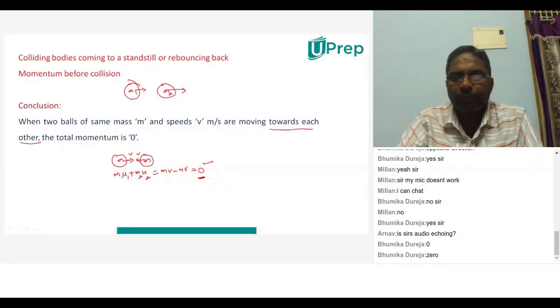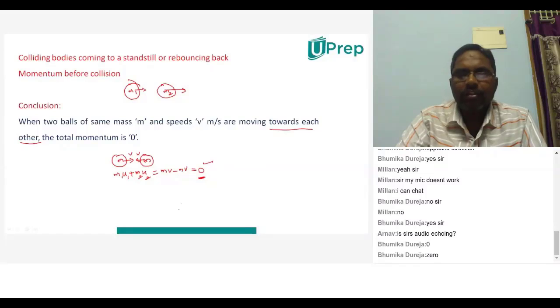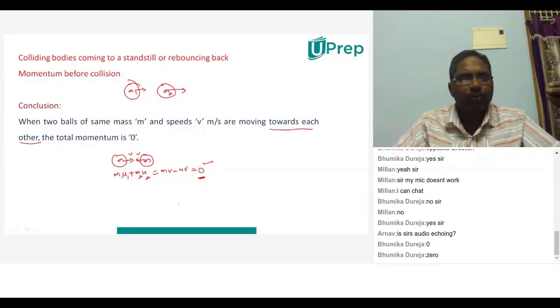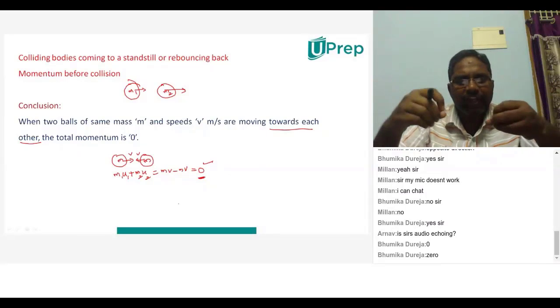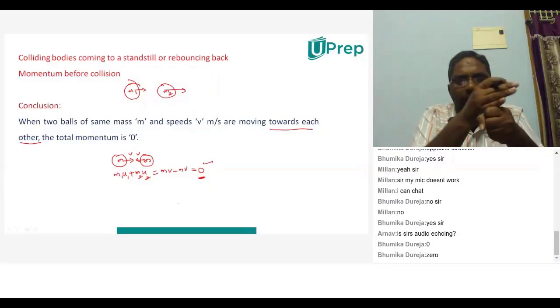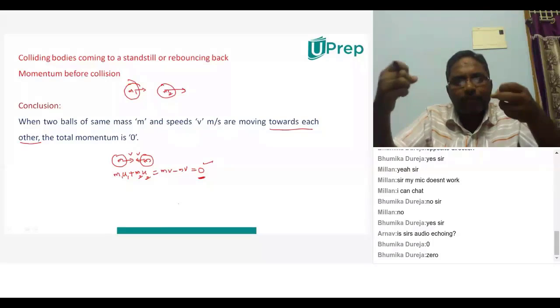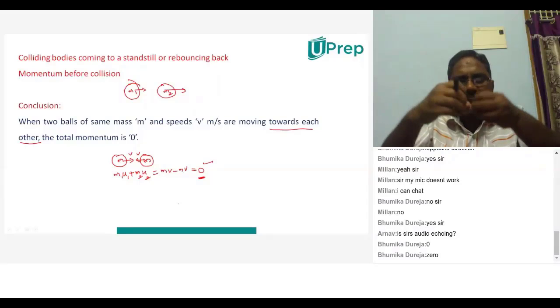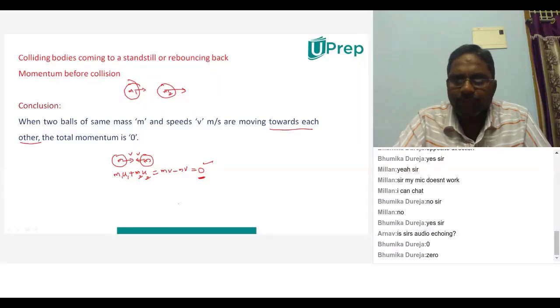How is it zero before the collision? As both the objects are moving in opposite directions with the same velocity, the momentum of one object will be cancelled by the momentum of the second object, and thereby the total net value will become zero. So before the collision, the total initial momentum will be zero.